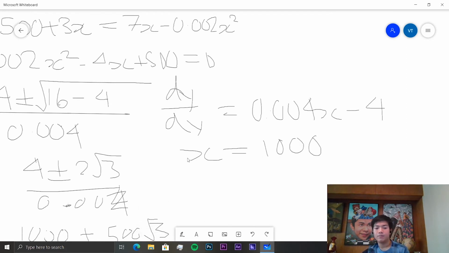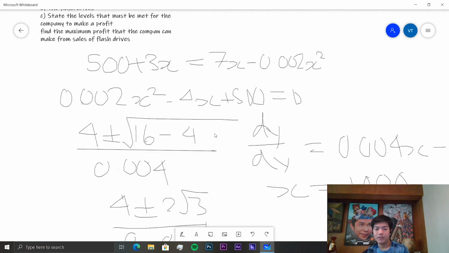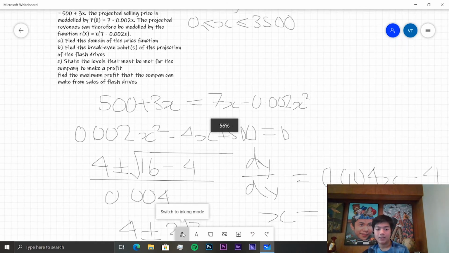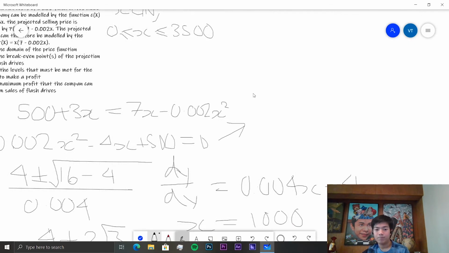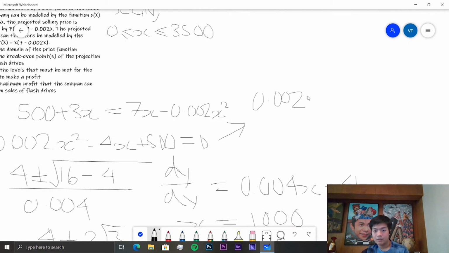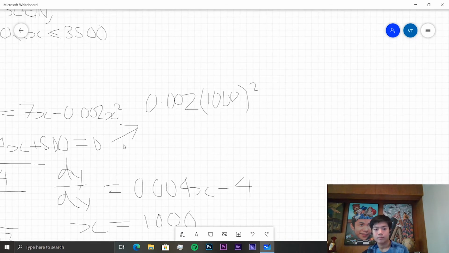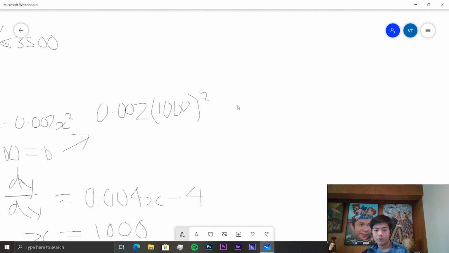And so let's find what the value is. The maximum profit will be when we plug in 1,000 here. So this will be 0.002 times 1,000 squared minus 4 times 1,000 plus 500. So this is minus 4,000 plus 500, so minus 3,500.